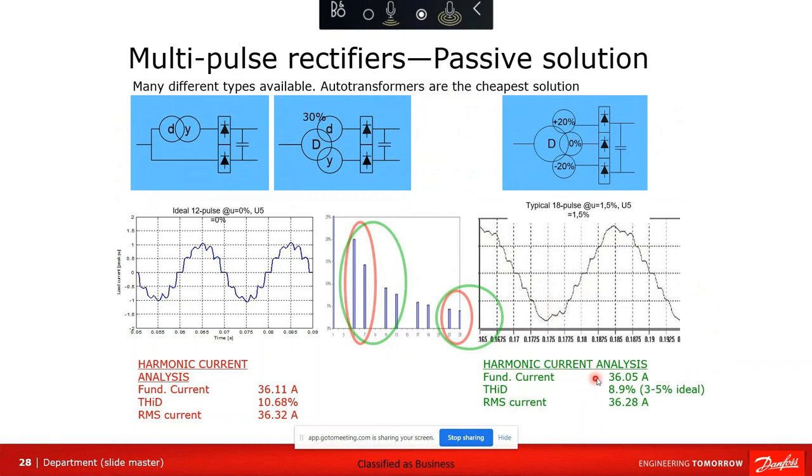And as you see here, we're using 36 amps, we're generating 8.9% distortion, but it looks like we're using 36.2 amps. So we're actually using the power really, really well. The losses are significantly less. And 25 years ago, it was really the only solution on the market. So everybody said, this is great. We're going to use 18-pulse and multi-pulse drives everywhere.